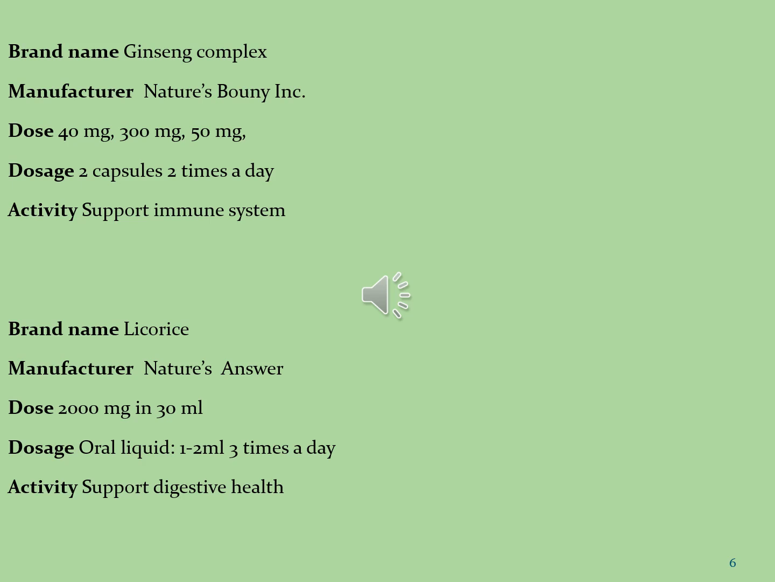The next molecule of saponins is licorice. This product is manufactured by Nature's Answers and we take its dose 2000 mg in 30 ml of suspension. So it is formulated in liquid dosage form and we take 1 to 2 ml 3 times a day. This brand or product is used to support the digestive health system.